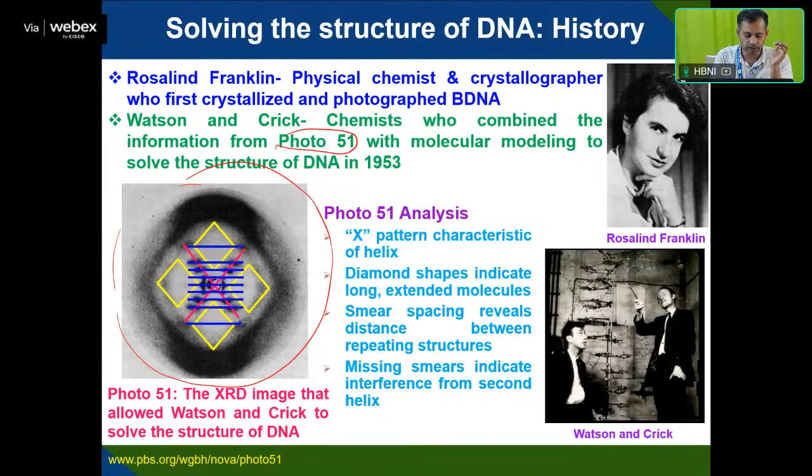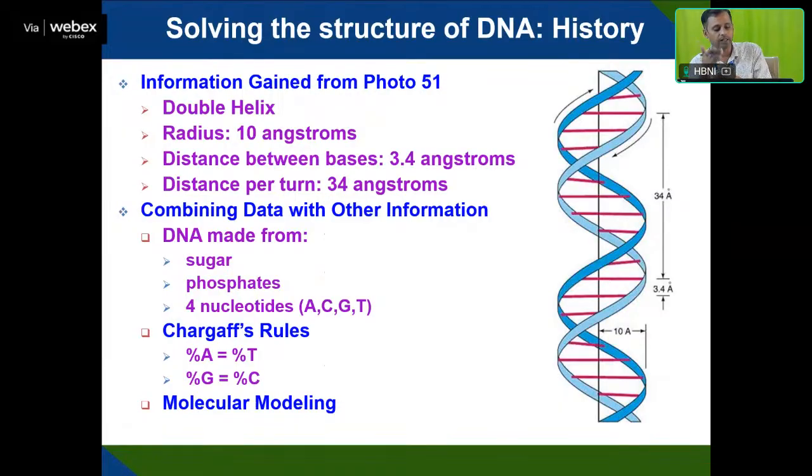And then in the pattern, there are two missing lines, this one here and here there is a missing line. That indicates interference from a second helix, since there is one helix here and another helix there, the DNA double helix structure. So this red line was missing because of the interference. By getting this information about the helix structure, the long chain, the repeating structure, and the double helix structure, you get the double helix.